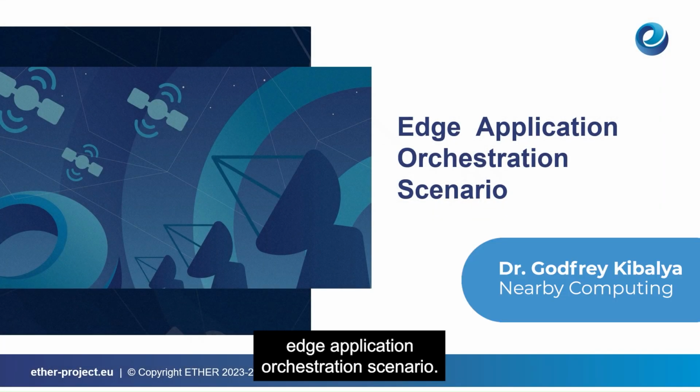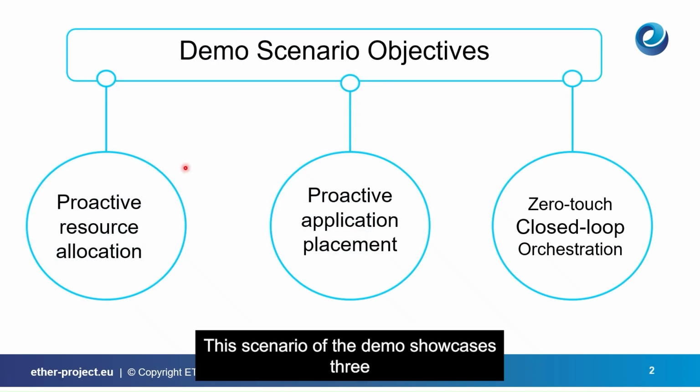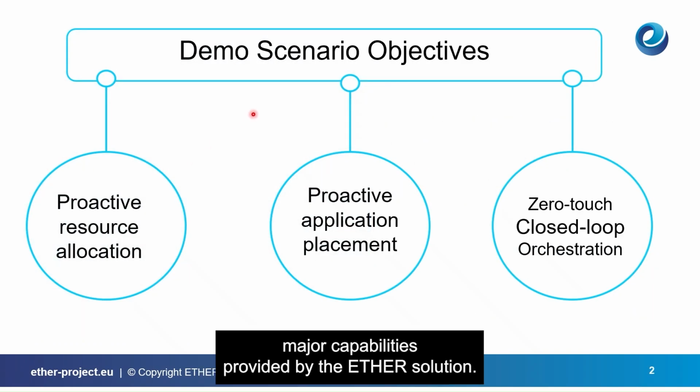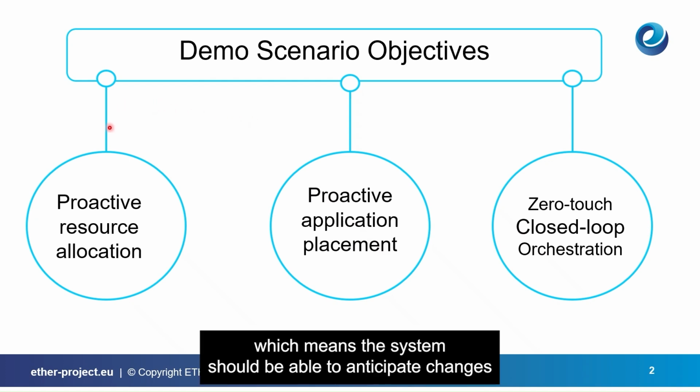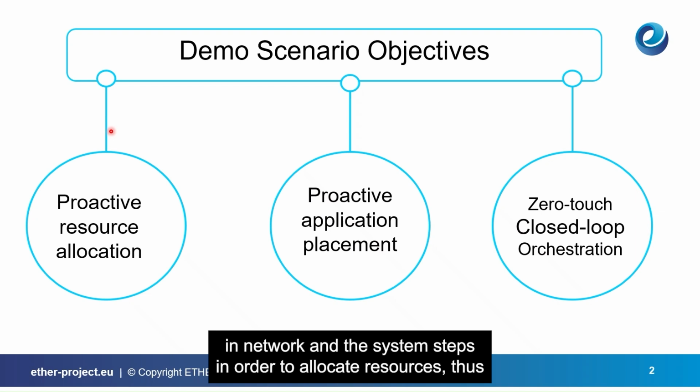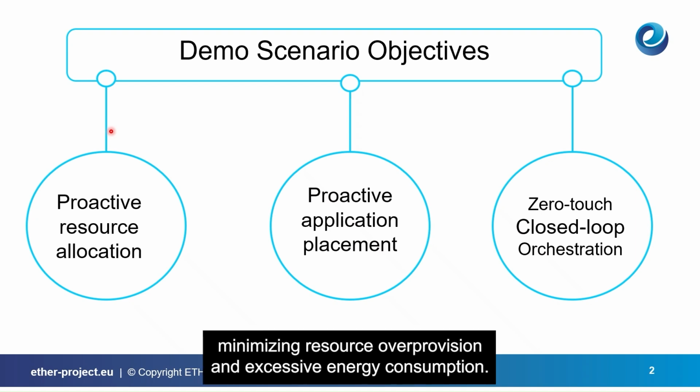Let's look at the edge application orchestration scenario. This scenario of the demo showcases three major capabilities provided by the Ether solution. One is proactive resource allocation, which means the system should be able to anticipate changes in network and system states in order to allocate resources, thus minimizing resource over-provision and excessive energy consumption.